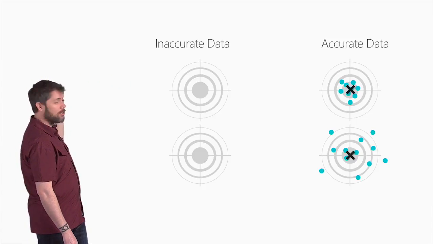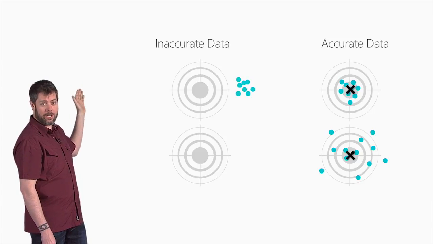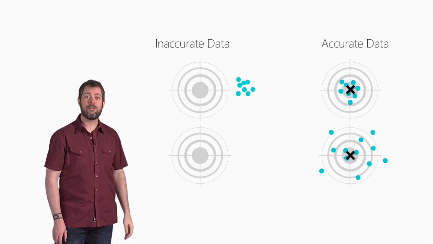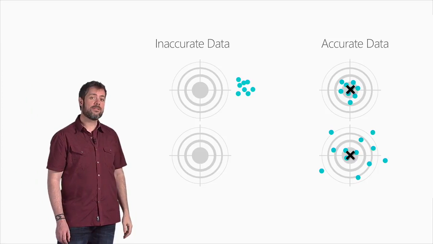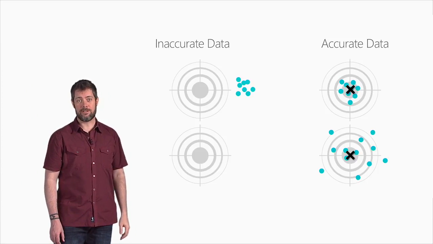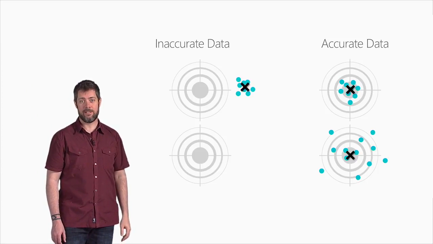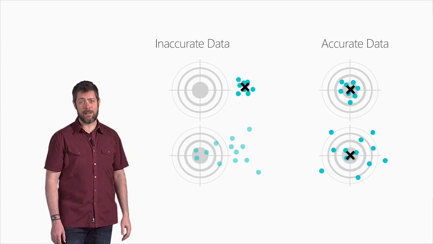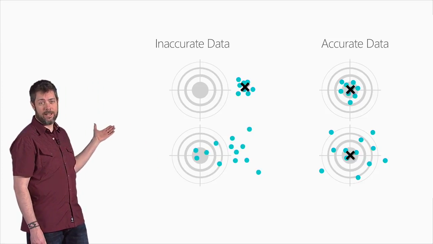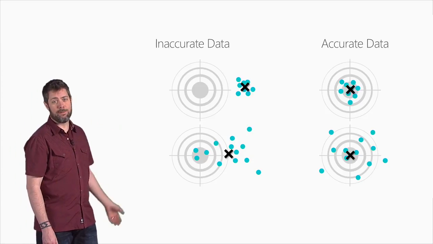Now look at the upper left target. Here, our arrows hit very close together, a tight grouping. They're precise, but they're inaccurate because the center is way off the bullseye. And of course, the arrows in the bottom left target are both inaccurate and imprecise. This archer needs a bit more practice.